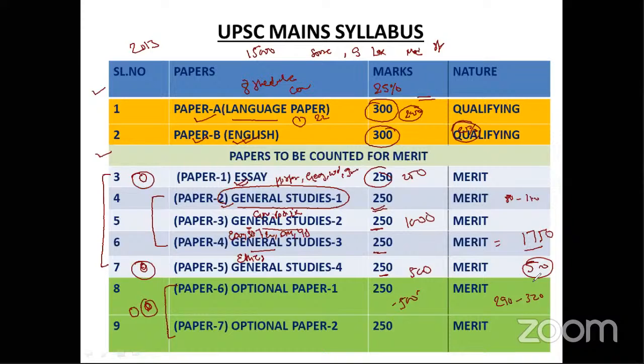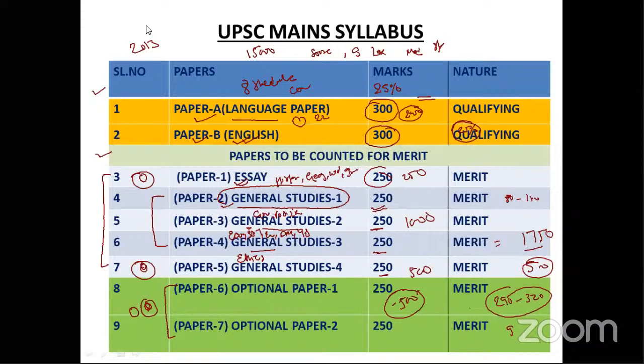When you see the marks distribution, the total marks of the optional will be 500 out of the total 1750 marks. If you score 320 or 290, this is the range of marks, and for an optional this is considered very good marks. So obviously you will have a very good chance to clear the UPSC exam with a very good rank. Okay, so this is the marks distribution.